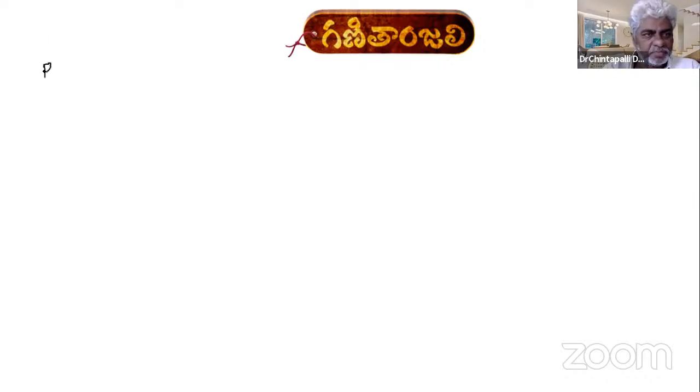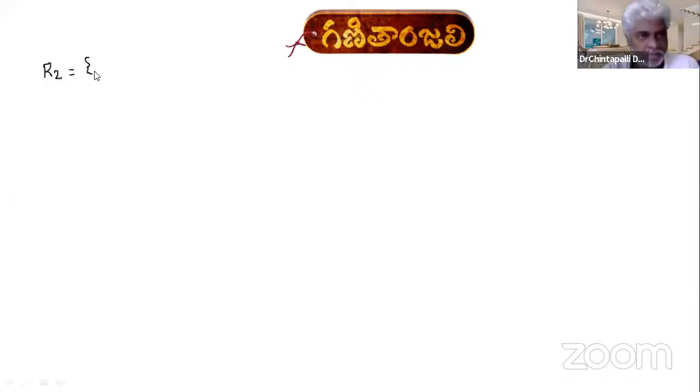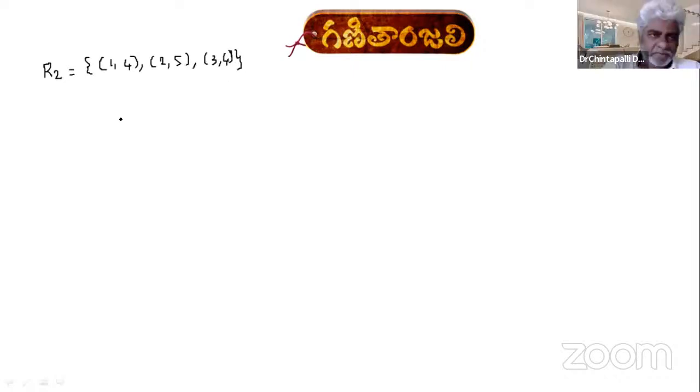Do you remember R2? 1, 4, 2, 5, 3, 5. 1, 4, 2, 4, 2, 5, 3, 5. 1, 4, 2, 5, 3, 4, right? See, the same function can be expressed like this.